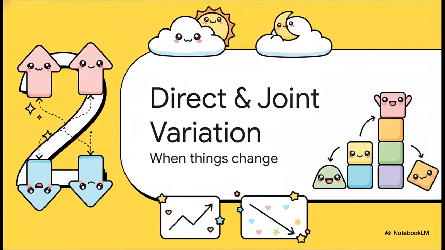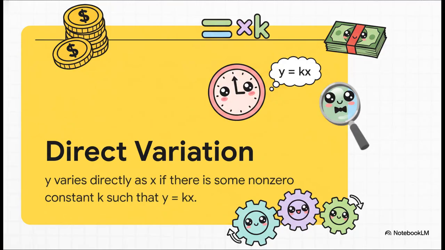Let's kick things off with the most intuitive type of relationship there is, when two things move in the same direction. You know, when one goes up, the other goes up, and when one goes down, the other one follows right along with it. This is called direct variation, and the formula? It's beautifully simple. Y equals K times X. All this means is that Y is always a constant multiple of X.